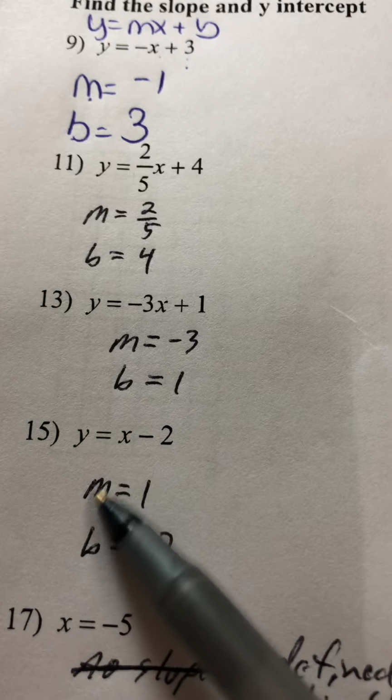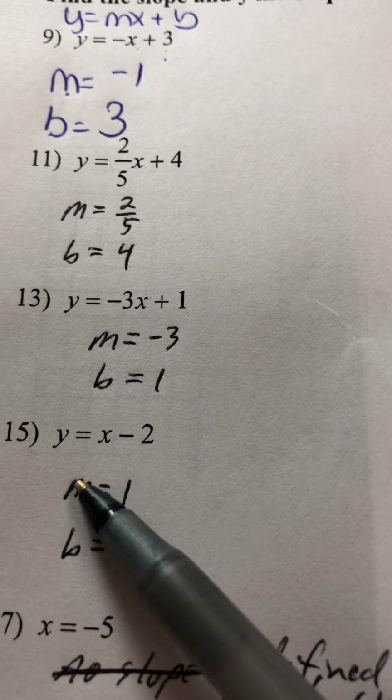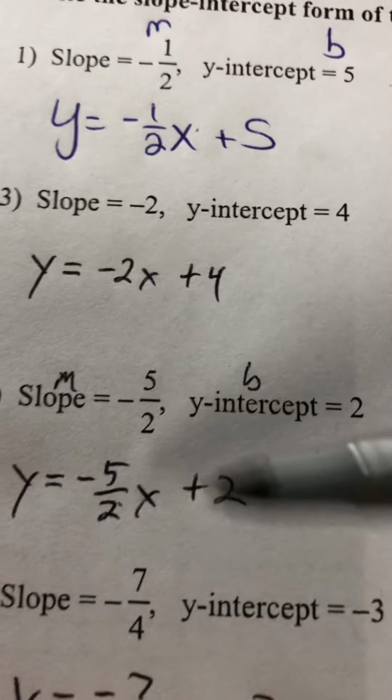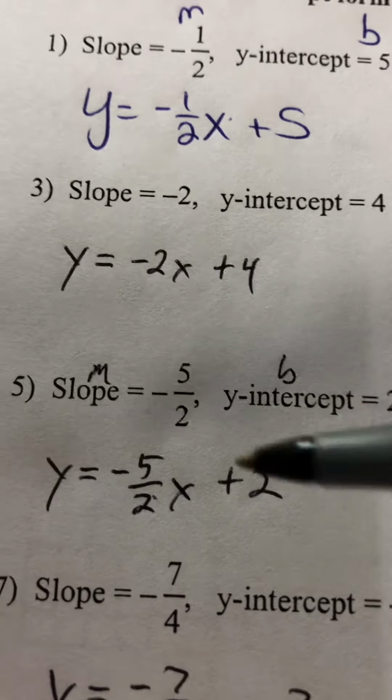Okay, what do these mean? Slope means the rise over run, what you've been figuring out, how far you go up or down and over from point to point on a graph. And the y-intercept is where it intersects the y-axis.